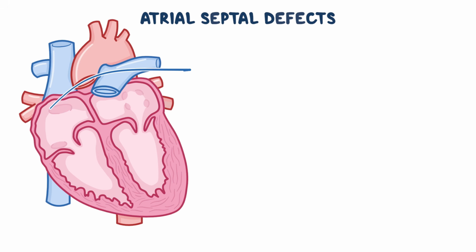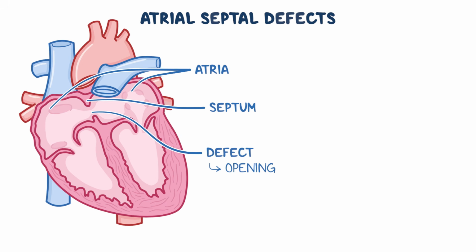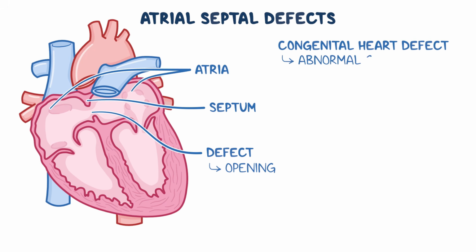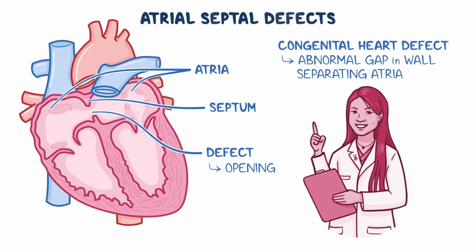With atrial septal defects, atrial refers to the heart's two upper chambers, called the atria. Septal refers to the septum, which is the wall that separates them, while defect means there's an opening that shouldn't be there. So an atrial septal defect is a congenital heart defect characterized by an abnormal gap in the wall separating the atria.